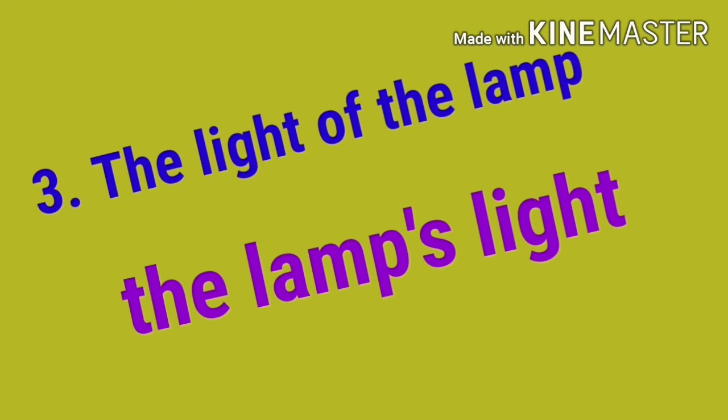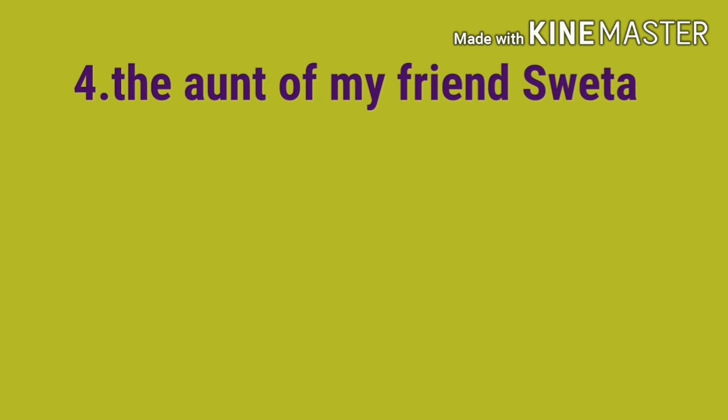Here friends is in plural form. So to show the possession for the plural form ending in s, we add only an apostrophe. So, my friends' bags. Third one, the light of the lamp. The lamp's light. Here lamp is singular, so we add apostrophe s to show the possession. So the lamp's light. Fourth one, the aunt of my friend Sweta.